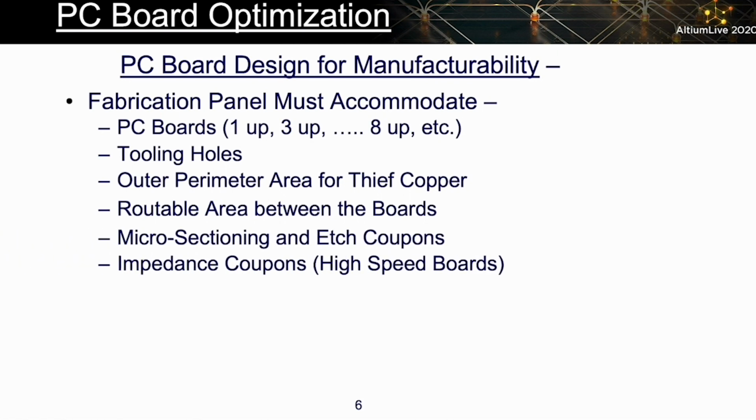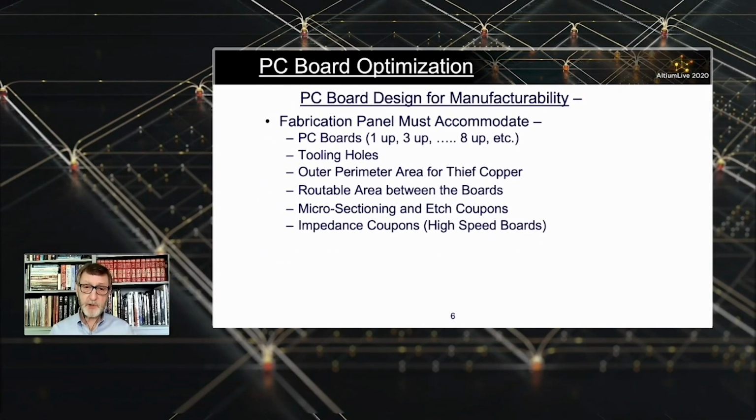And based on these next two bullet items, they also need to be able to put coupons in the board, microsectioning and etch coupons in the board, as well as impedance coupons if you're doing impedance controlled design. They don't test the impedance on the board itself. They test it in the panel that contains the boards. They look at microsectioning coupons from the panel, knowing that the boards themselves will pretty much match that microsection look, and how well the holes are plated, how well they're drilled, how well things are imaged and etched, and so on. They can tell all of these things from the coupons. We'll talk more about that as we go.